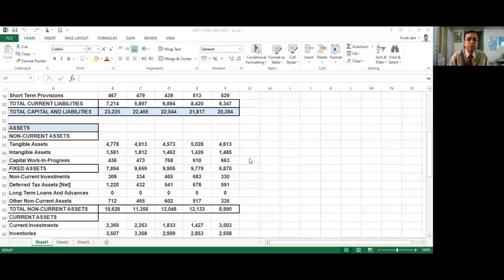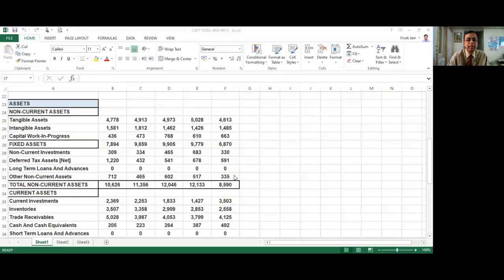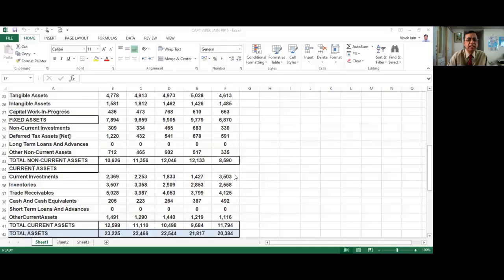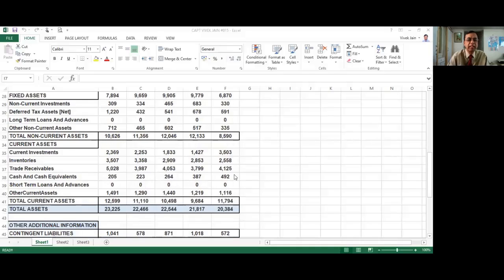These fixed assets also relate to furniture and various assets and various appliances and various equipment which the company is using for its business. Tangible assets and fixed assets are more or less similar, with a slight difference between them. Then the total of non-current assets, which is totaling the fixed assets and the tangible and intangible assets, comes to 10,626.